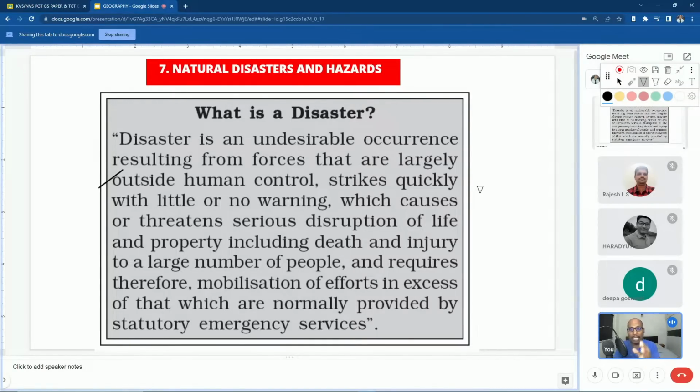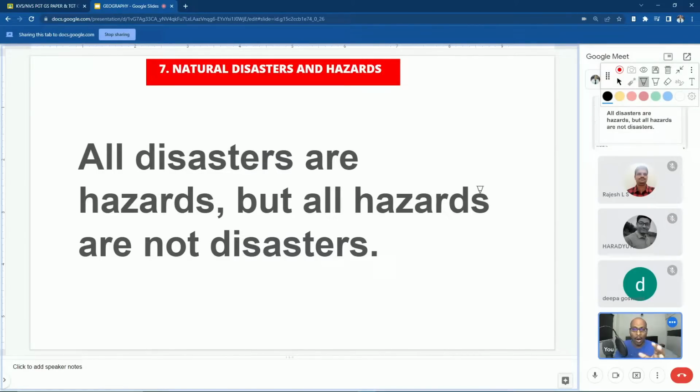So this is the difference: a hazard creates a problem and threat, but it can be controlled. But disasters are out of human control. We only have to take precautionary measures and go with disaster management. We cannot have complete control over these kinds of disasters. Examples are earthquakes, volcanic eruptions, tsunami; all these are disasters. Now, all disasters are hazards, but all hazards are not disasters, right? Whatever happens in this world through natural forces or man-made disasters can all be called hazards. All disasters are hazards, but all hazards are not disasters.